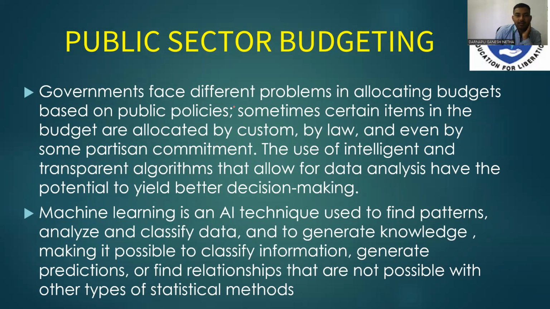Governments face different problems in allocating budget based on public policies. Sometimes budget allocation is determined by custom, by law, and even by some parties and communities. The use of intelligent algorithms that allow for data analysis has the potential to yield better decision making. Machine learning is an AI technique used to find patterns, analyze and classify data, and generate knowledge, making it possible to generate information and find relationships not possible with other types of statistical methods.